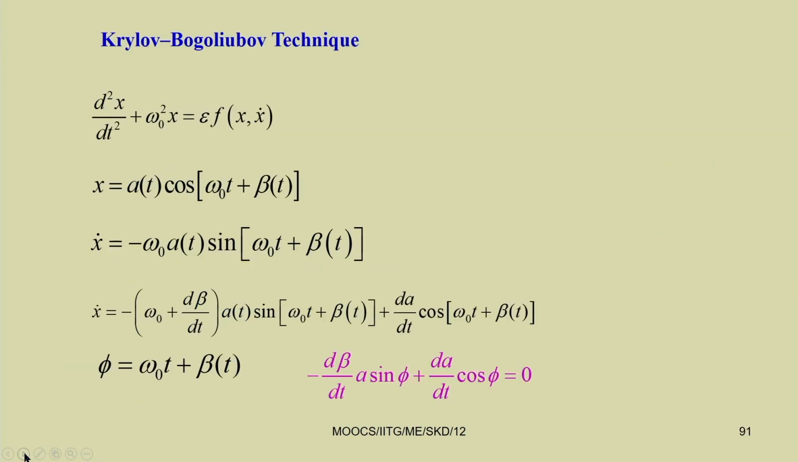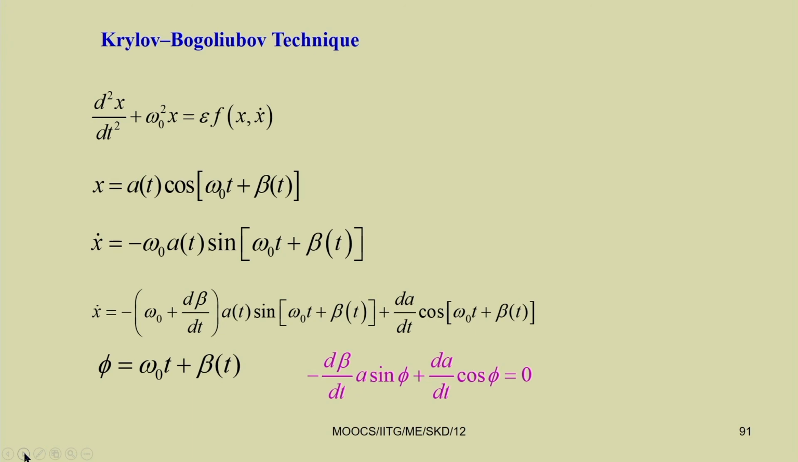So, let us see another method of averaging proposed by Krylov and Bogoliubov, and it is known as the Krylov-Bogoliubov technique. So, we can explain this with the help of one example. First let us take the general equation, then we will take the example of the Duffing oscillator and see how the solution of the Duffing oscillator is obtained by using this Krylov-Bogoliubov technique.